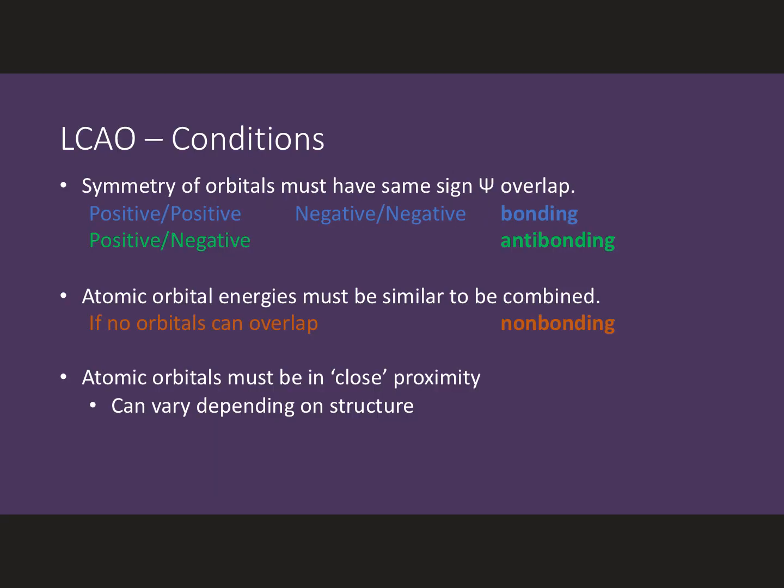So just a quick reminder here, we had all the conditions that we had to satisfy. We're going to have symmetry of our orbitals that we have to care about. We're going to have to care about the orbital energies, and we're going to have to care that they're in close proximity. Admittedly, this one is not going to be something that we're going to care about at this level, but definitely know that that is part of it, okay? So let's get into it and let's see how we can start building our molecular orbitals for larger molecules.